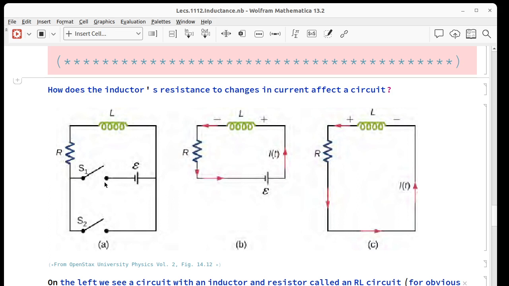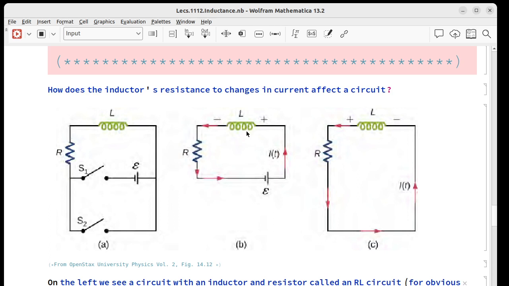We start off with no current because the switch is open, but the moment we close the switch, the current still has to stay at zero because there can't be an instantaneous change. If there was, delta I over delta T would be infinite, and that means the EMF that the inductor produces to resist the current would be infinite, and we know that can't happen.